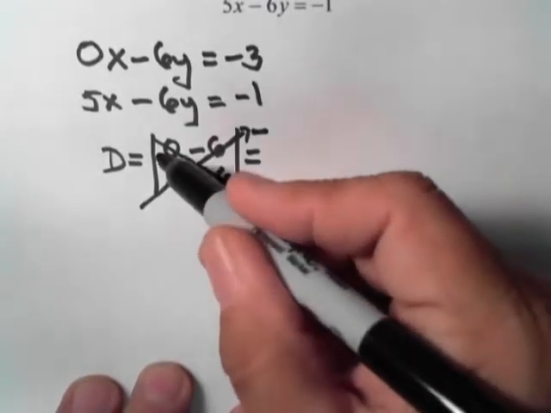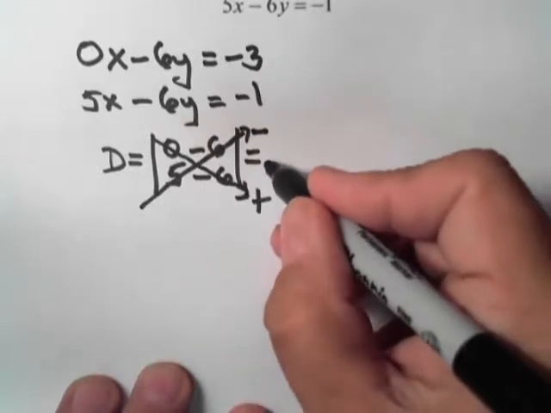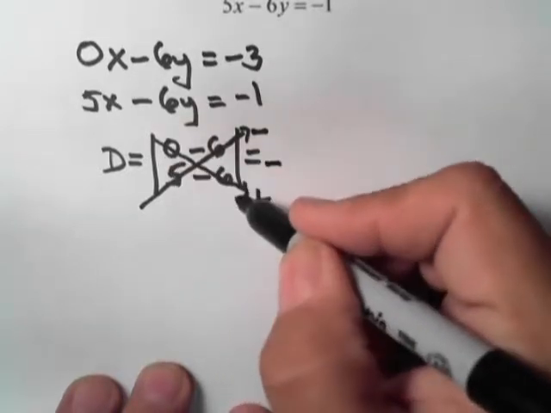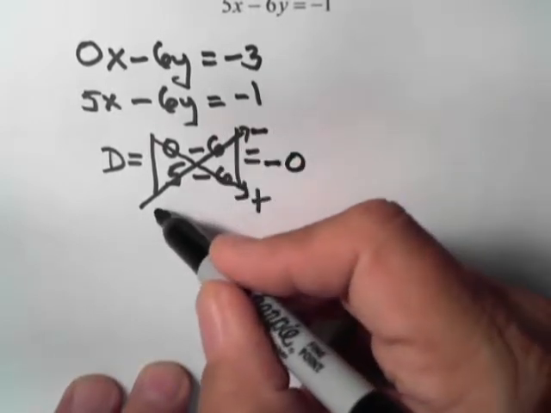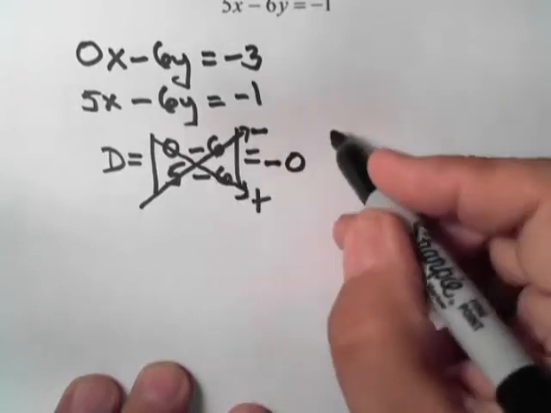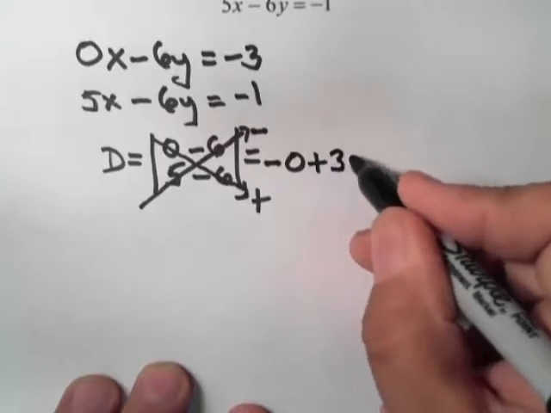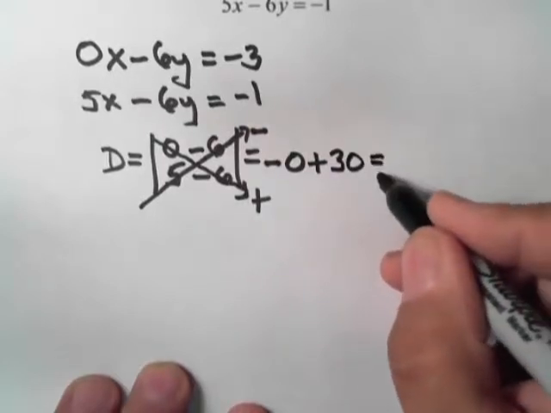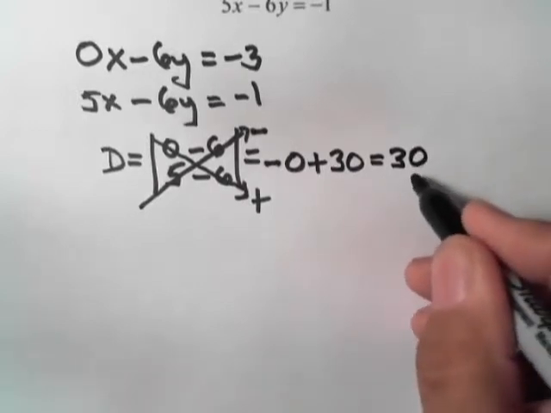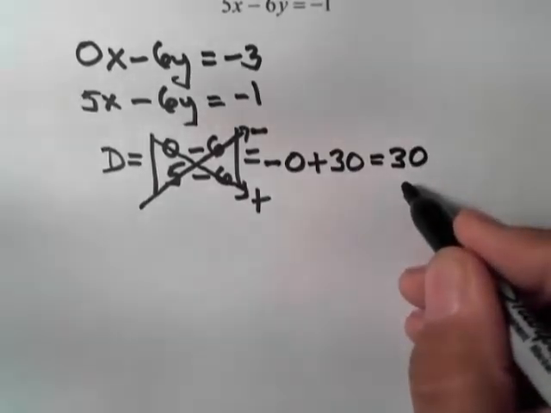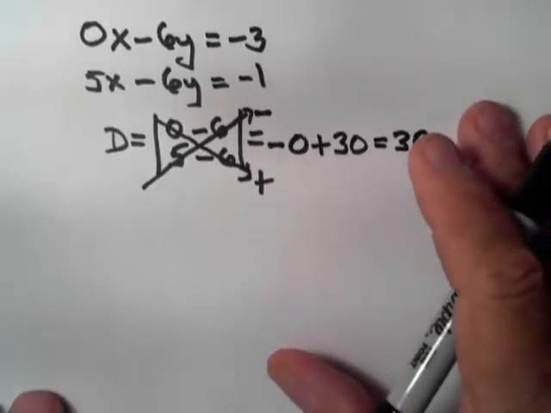Okay, well, let's see, I'll take the diagonal going down, and there's one minus sign, so it's negative. 0 times 6, well, that's just 0. Okay, going upward, looks like we got two minuses, so that's going to be plus. 5 times 6 is 30. So looks to me like the determinant D equals 30. So since this is not 0, we've got ourselves a good solution. So we want to keep working with the other guys.